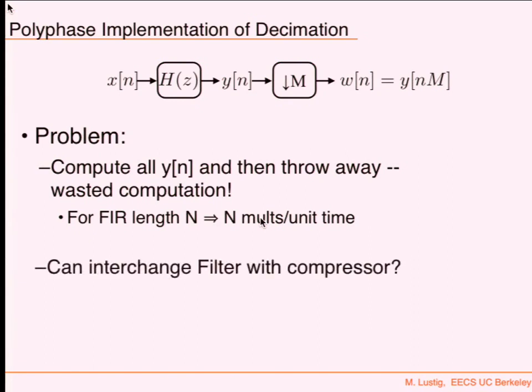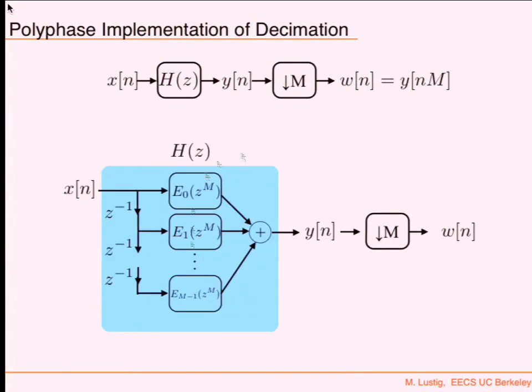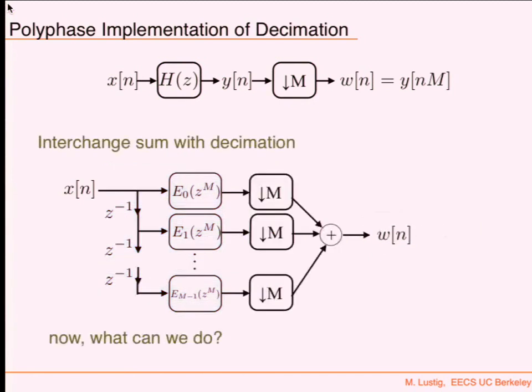Let's see if we can save this. So the question: can we interchange these? And we saw that we couldn't interchange this in the general case. But maybe there's something we could do. If we do this polyphase decomposition, and now we have y[n] here, and then downsample, what we could do is move the downsampling over here, before the summation. That's still linear, right? That doesn't matter. So I'm going to move the downsampling before the summation.